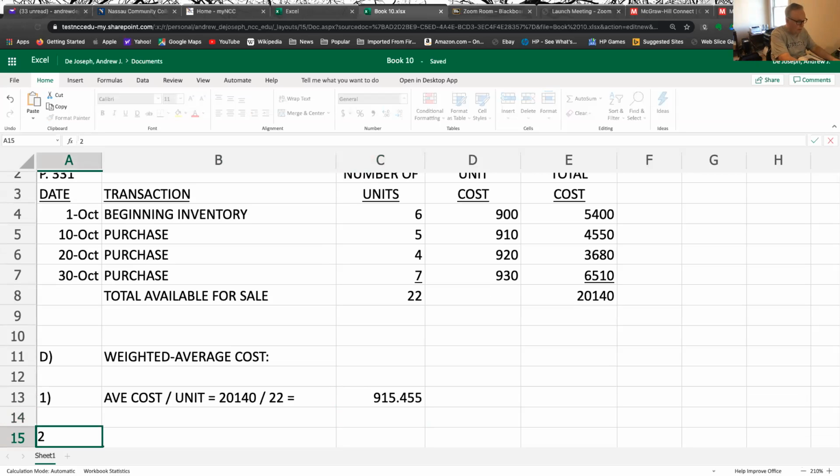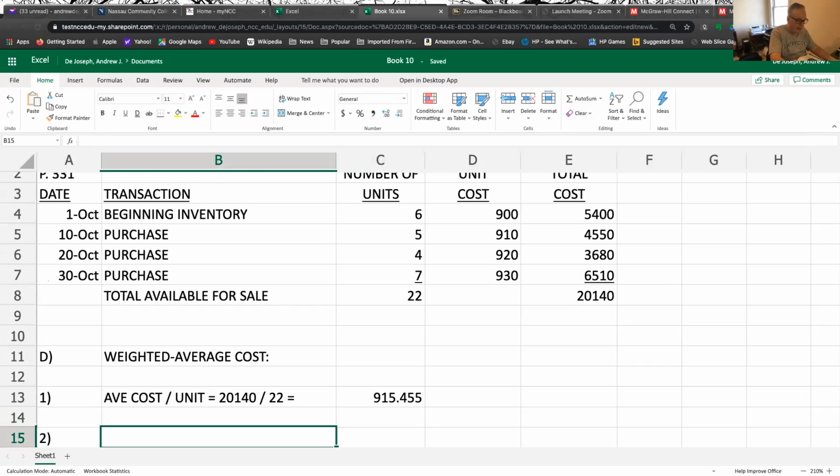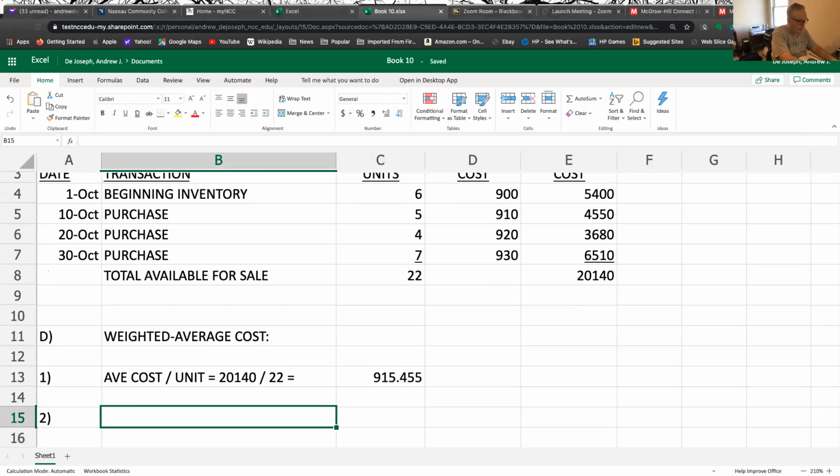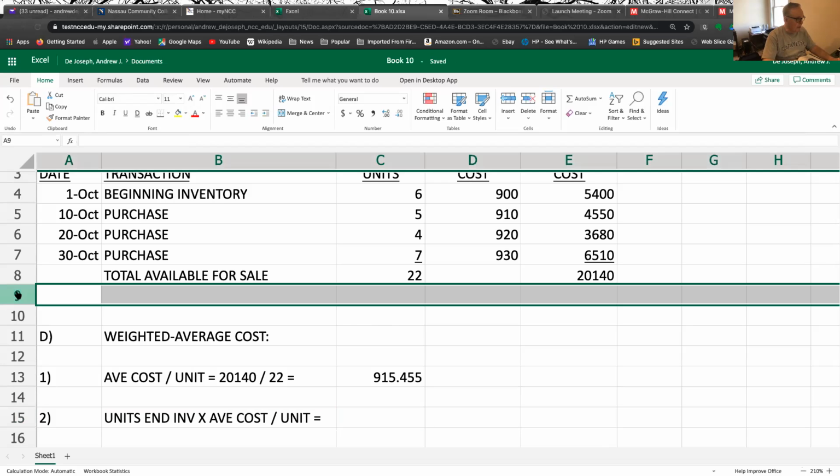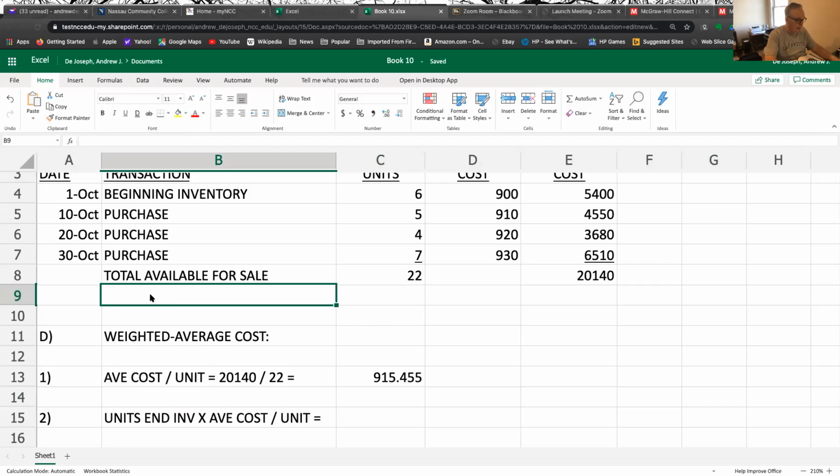Step 2 is to take the units in ending inventory and multiply it by the average cost per unit. Right? Now, how many units are left in inventory? Oh, I didn't do that. I should have done that here first before I did that. Let me take the units sold.